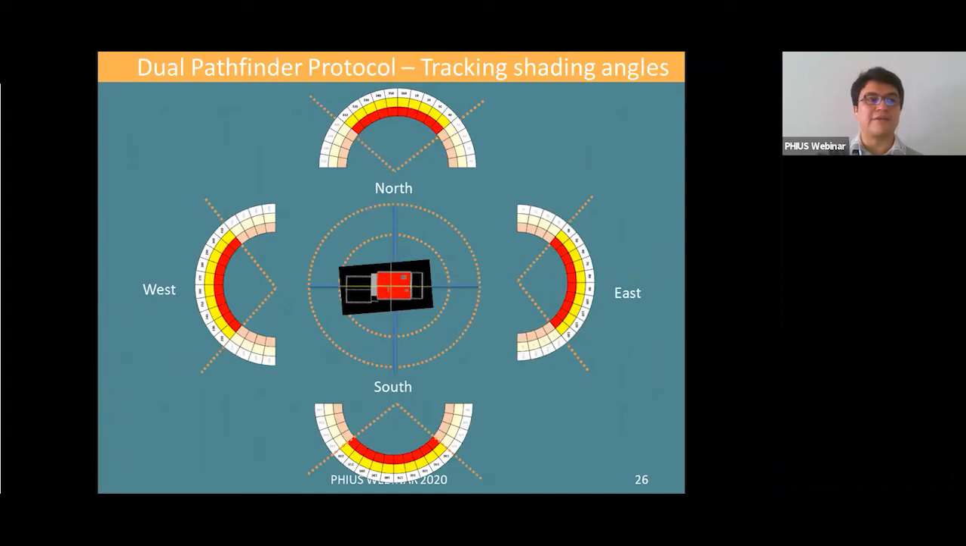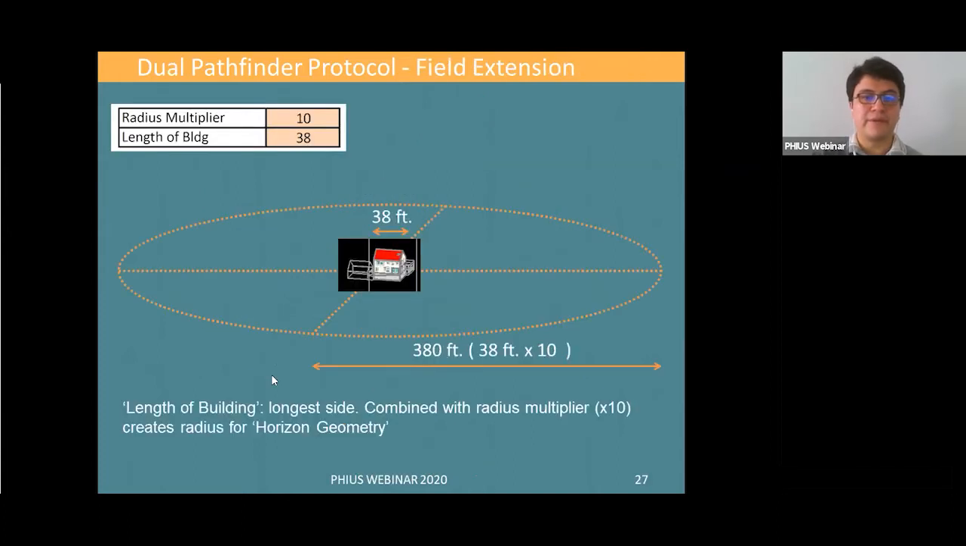To track shading angles, we now use the dual Pathfinder protocol. This is an Excel spreadsheet that contains information for summer and for winter shading. For each direction, we track angles in a similar way. First, we need to define a field of extension. This is the distance between our project and the horizon geometry. To calculate it, we take the longest side in our building and multiply it by a radius with a default of 10.